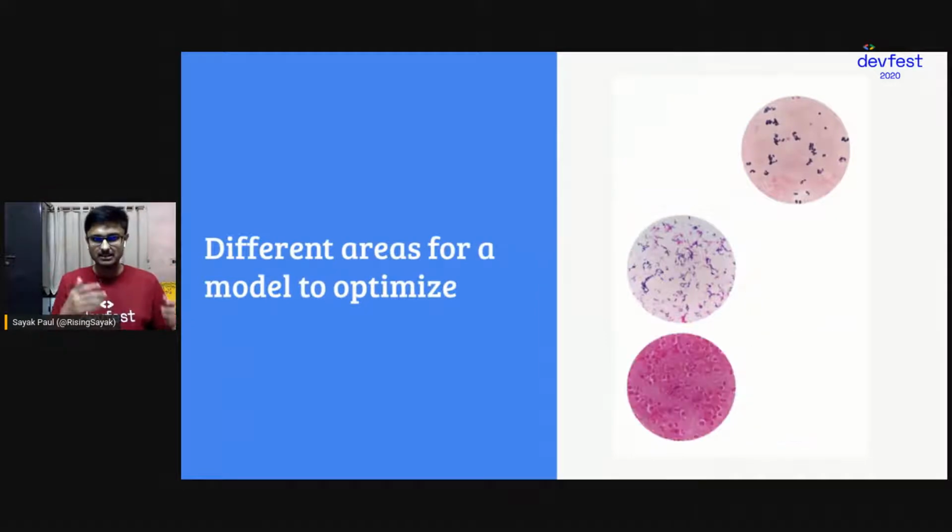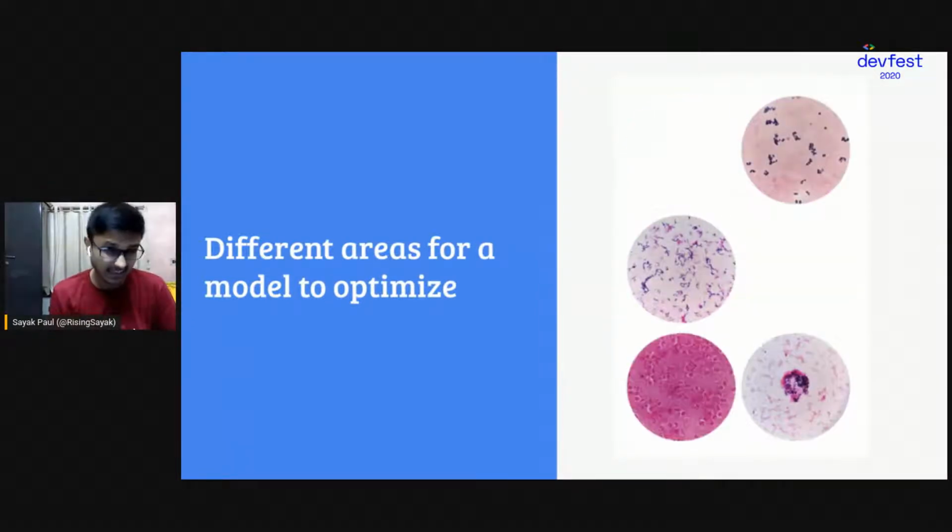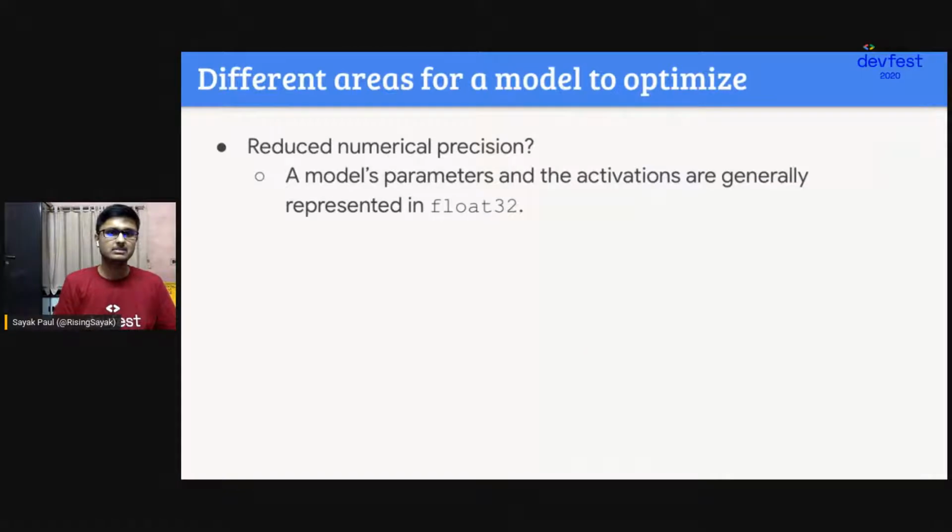Let us now consider some of the areas for a model that can get optimized. Think about numerical precision. A deep learning model's parameters and activations are generally represented in float32. I'm mentioning the term generally because these days we like to train our models using techniques like mixed precision training. But in most cases, your model's parameters and activations are represented in float32. So what if we could reduce that numerical precision to float16 or int8 and so on?